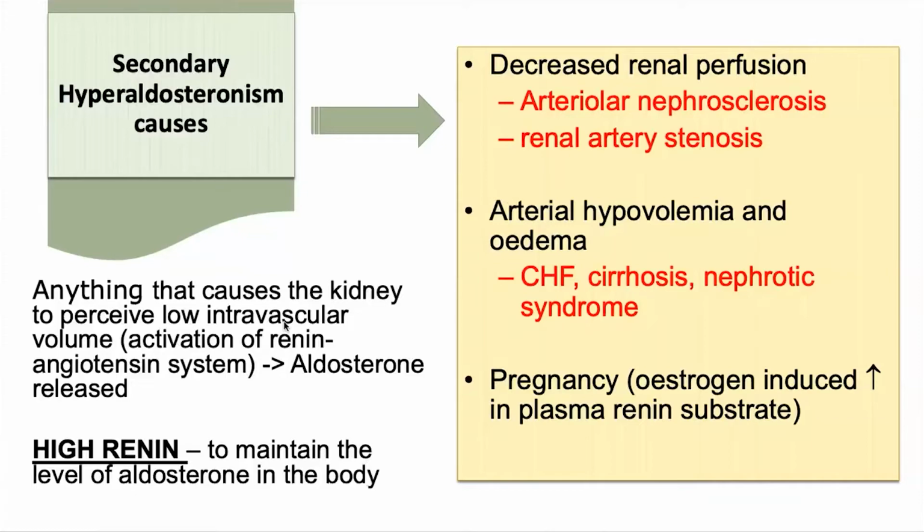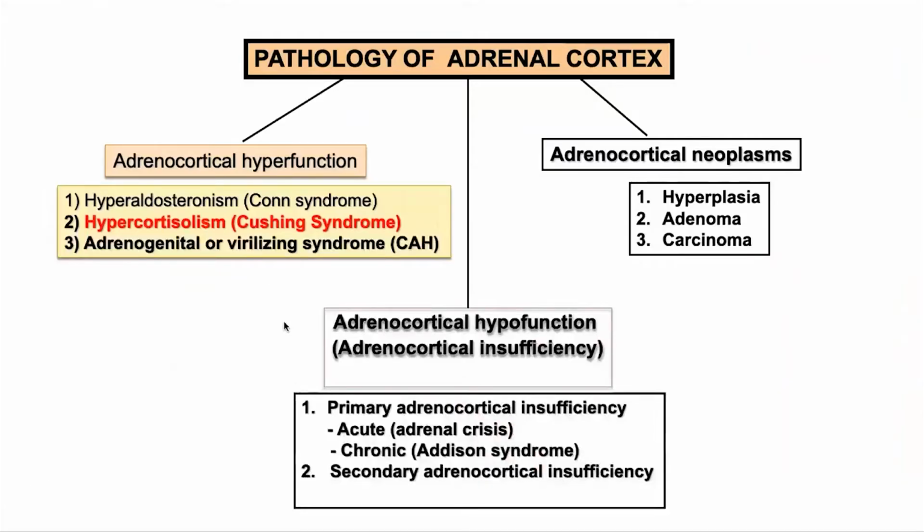All right. So we have settled Cushing syndrome or hyperaldosteronism. Now we go to hypercortisolism. Remember Cushing syndrome just now, when there is a primary hyperaldosteronism. For secondary, we don't call it Cushing syndrome. Now we go to hypercortisolism or Cushing syndrome.